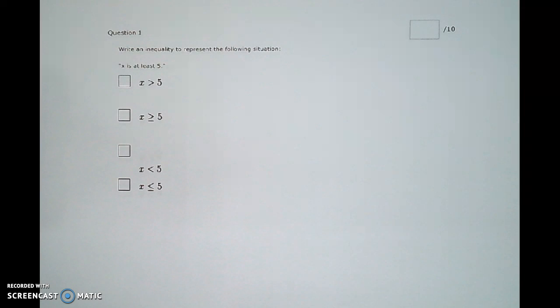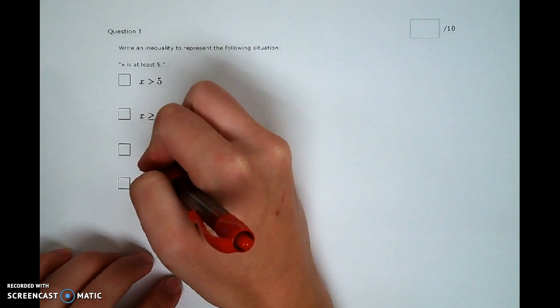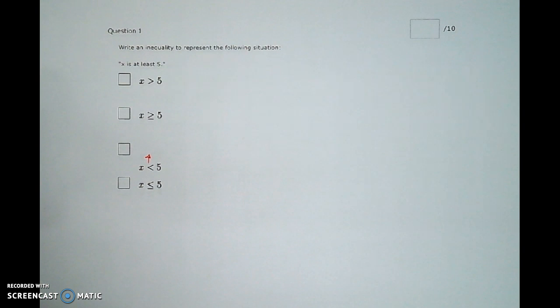Okay, so let's talk about our inequality basic skills test. This says, write an inequality to represent the following situation. X is at least 5. So when we look at this, and this one should be up a little bit. I don't know why the formatting printed funny there.